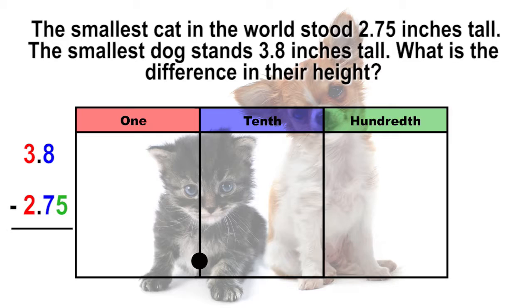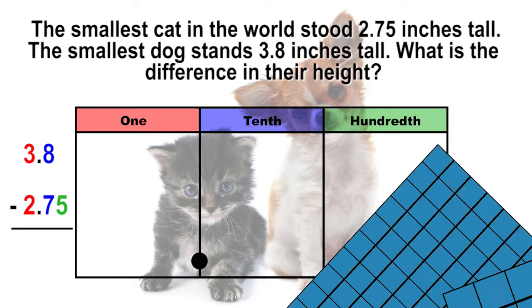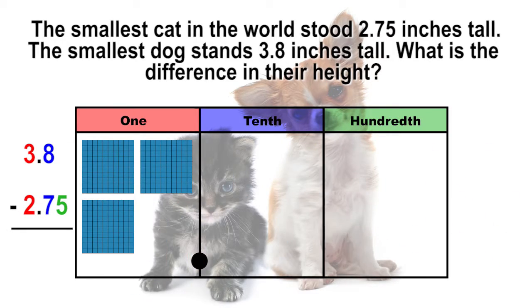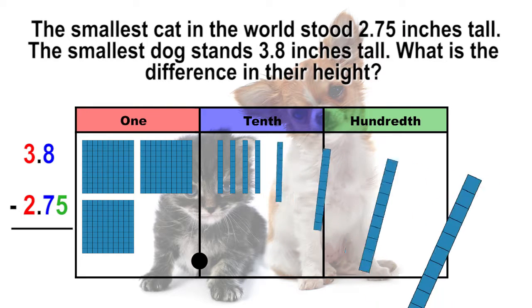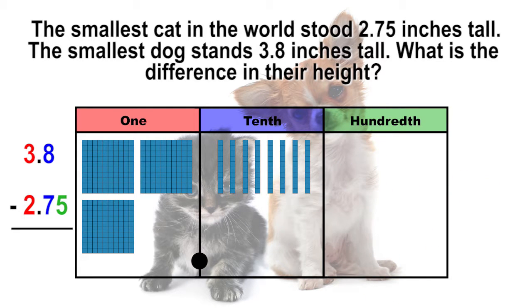cat, 2 75/100. There are 3 wholes represented with 3 blocks, and 8/10 represented with 8 rods. There are no hundredths on the mat to take the 5/100 away. In order to do this, regroup or trade one of the tenths rods into 10/100 cubes. There are now 10/100 to subtract from, so 10/100 minus 5/100 leaves us with 5/100.